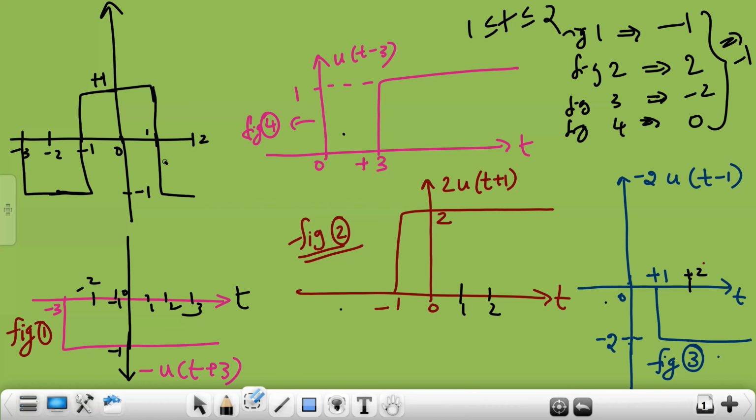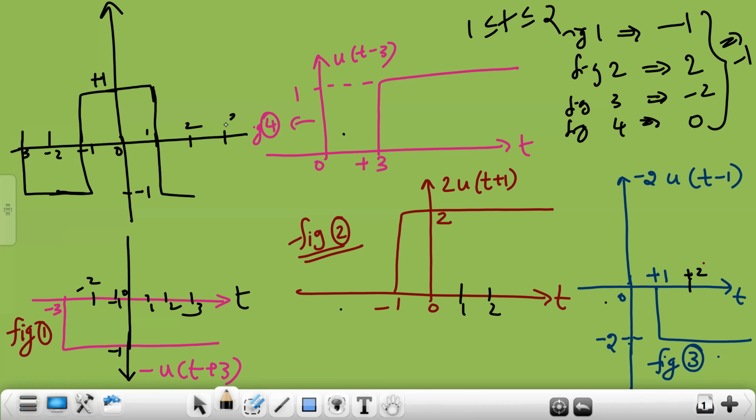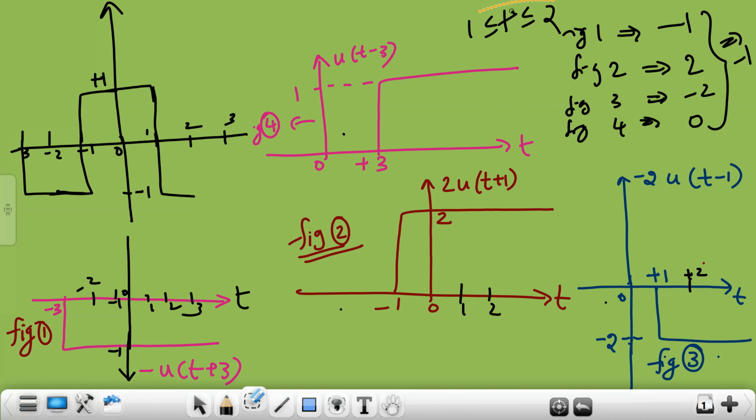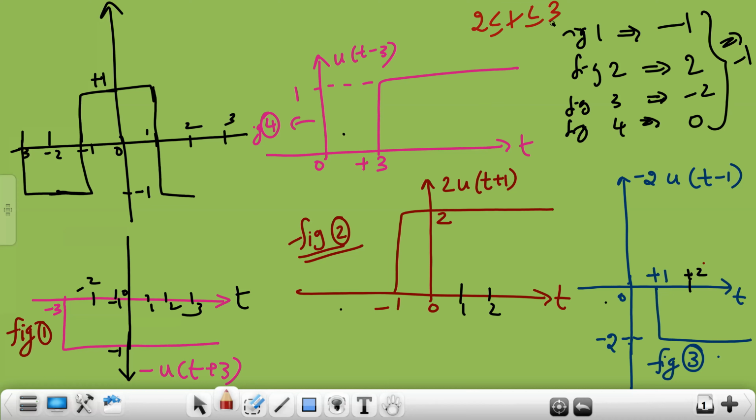Now concentrate on 2 to 3. One of you told me you didn't understand. Please check now. During 2 to 3, what do you need to write? Come to figure 1. During the time interval 2 to 3, your amplitude is -1. Still it is -1. Come to figure 2. During 2 to 3, where is figure 2? Yes, it is at +2 only. Still 2 to 3, it is at +2.